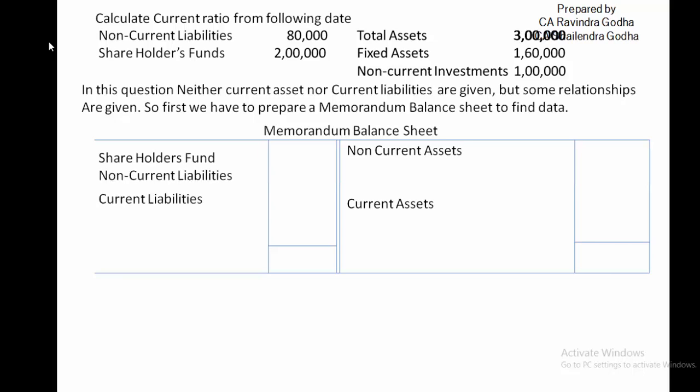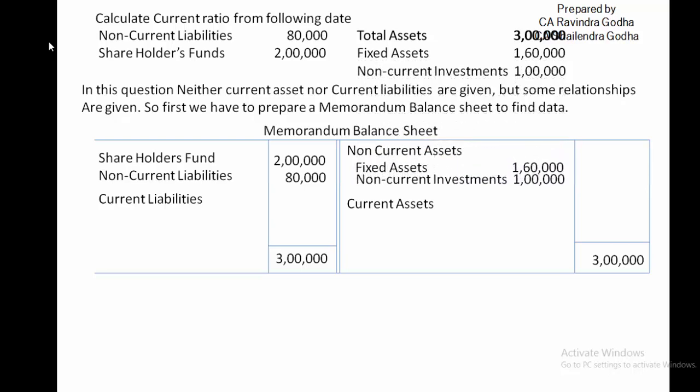First item is non-current liabilities, it is our major head in the equity and liability part. Next shareholders' fund, it is also a part of equity and liability. Next total assets are given, it is the total of the asset side of the balance sheet and it is also the total of the liability side, because assets and liabilities are always equal in the balance sheet. Next fixed assets, it is a part of non-current assets. Non-current investment is also a part of non-current assets. So non-current assets are 2,60,000.